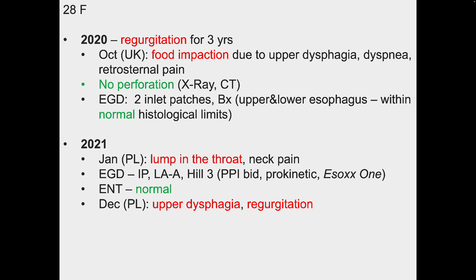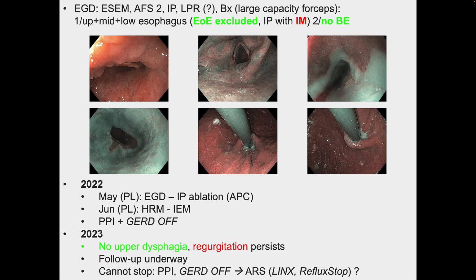This is a case of my patient, a 28-year-old woman. She had regurgitation for 3 years and was referred to hospital because of food impaction and ongoing upper dysphagia. On first endoscopy, 2 inlet patches were found and she was treated with PPIs, prokinetic and adhesive formula. ENT didn't find any abnormalities. Then she came to me and during endoscopy, her third, I took multiple biopsies with a large forceps because she was constantly complaining of upper dysphagia.